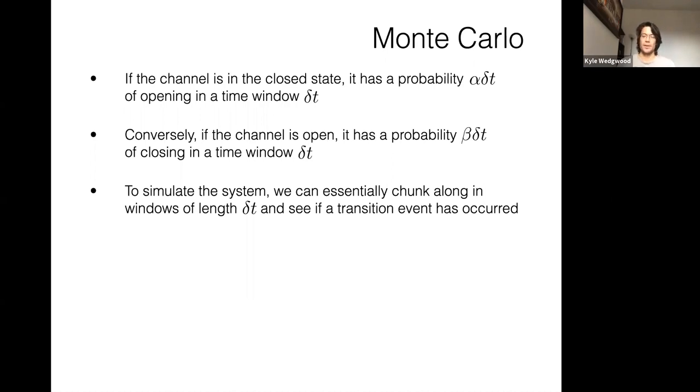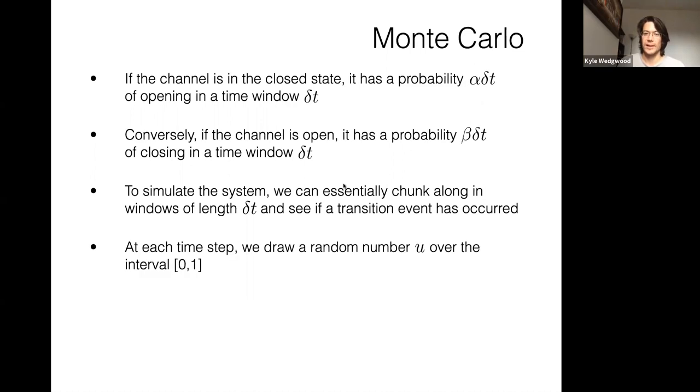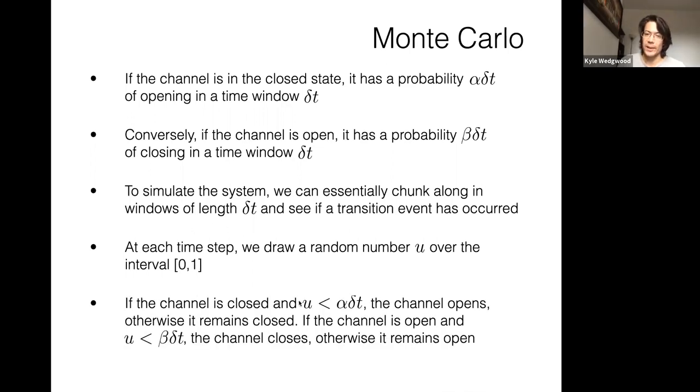We look at whether the channel is open or closed, and then we calculate the probability that over that window an event actually occurs, and then we just toss a coin and see if it happens. And tossing a coin in MATLAB involves doing something like this. We can draw a random number over the interval 0 to 1, so it's just any number between 0 and 1. And if this number is smaller than the probability of a transition event occurring, then that event occurs.